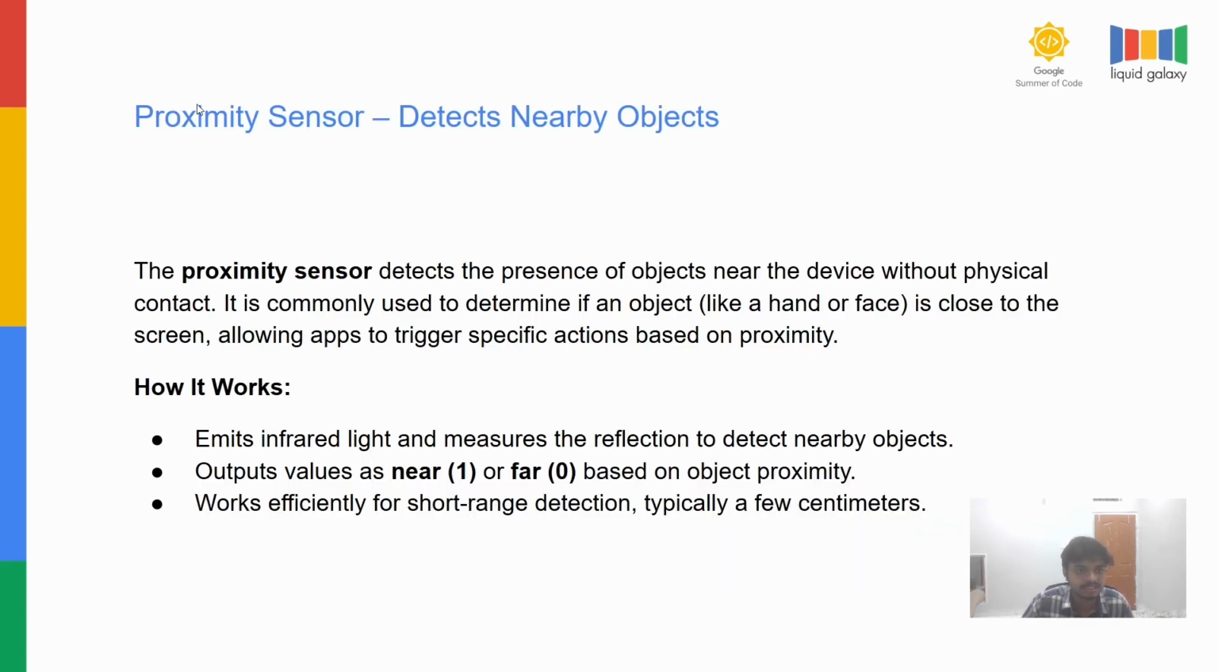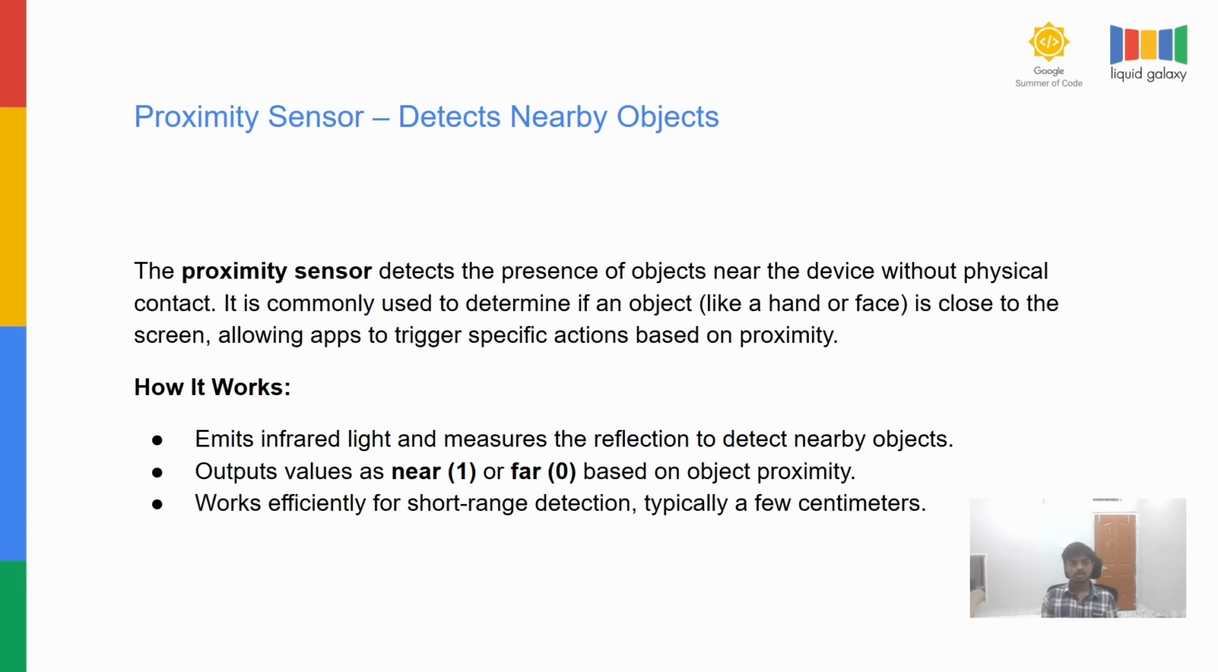Okay, now let's see the proximity sensor. So what proximity sensor does is it detects nearby objects. As the name suggests, it detects if something is in the proximity, right? The proximity sensor detects the presence of objects near the device without physical contact. It is commonly used to determine if an object like a hand or a face is close to the screen, allowing apps to trigger specific action based on proximity.